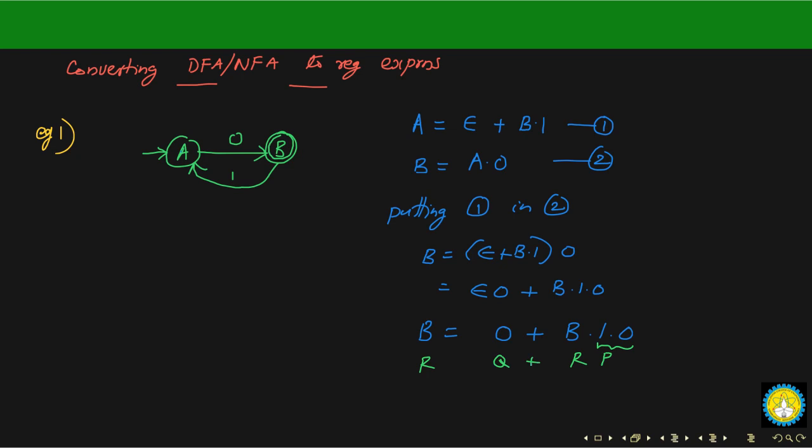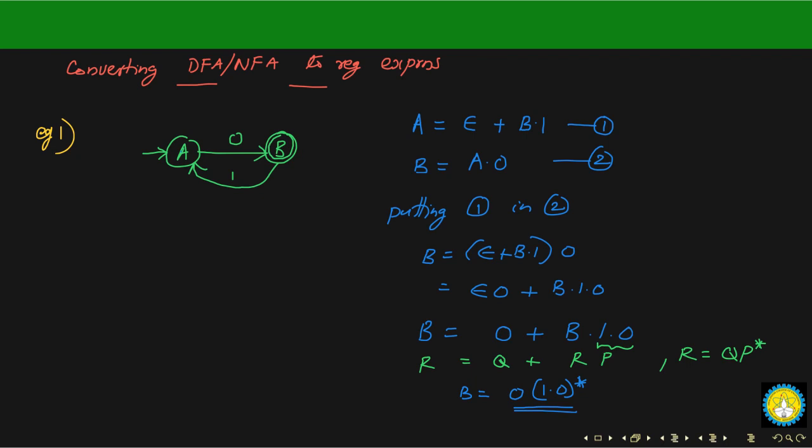If you look at the expression that you got, it's in the form of the Arden's expression. So now we can apply Arden's theorem. According to Arden's theorem, the solution for this is R equal to QP star. In the expression that we have, Q is going to be 0 and P is nothing but 1.0. So we can write B as 0 into 1.0 star, and this is going to be our solution for B.